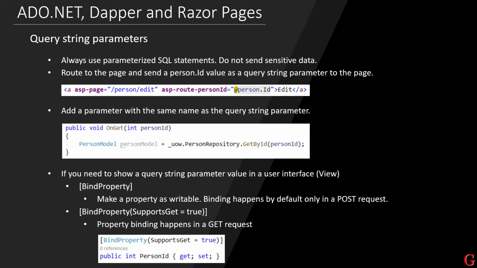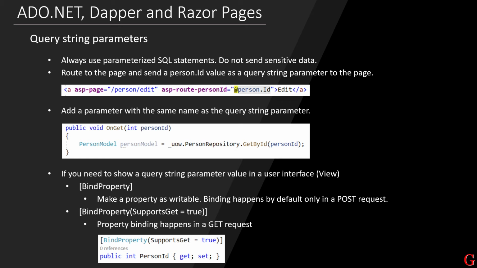Razor Pages supports root parameters and query string parameters. Here we can see how to use query string parameters. A hacker might try to hack your application by changing a query string parameter value. That is why you should always use parameterized SQL statements in your application.